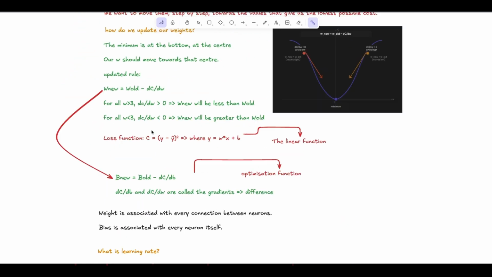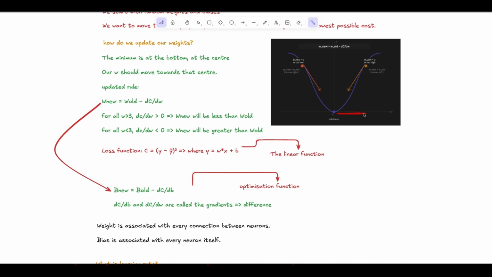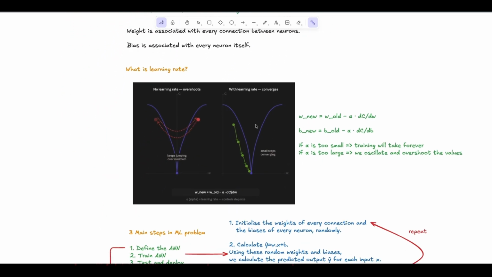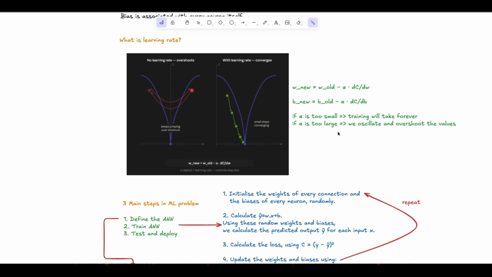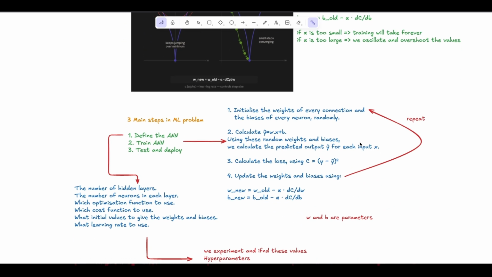Now there is one more thing. If you look at the graph again, if w is very far from the minimum and we take a very large step, we might overshoot the minimum and end up with a higher cost than before. The same thing can happen on the other side. To control this, we introduce something called the learning rate. The updated formulas become w new equals w old minus learning rate times dc by dw. b new equals b old minus learning rate times dc by db. The learning rate controls the size of each step we take. Too large and we oscillate and overshoot. Too small and training takes forever. It's a balance.